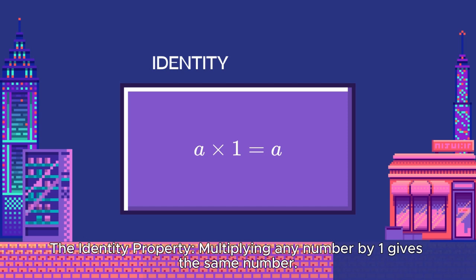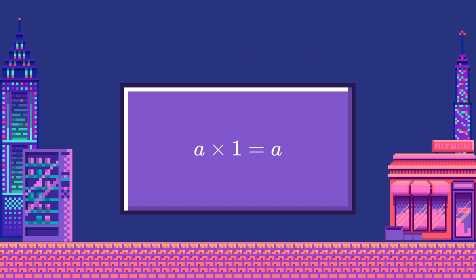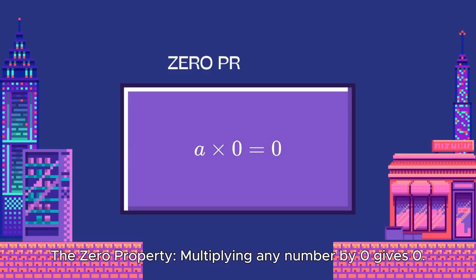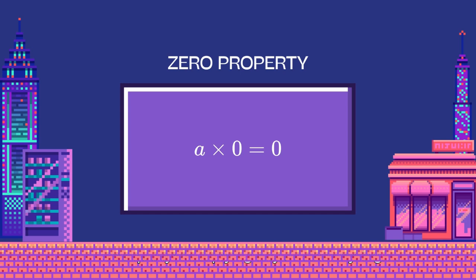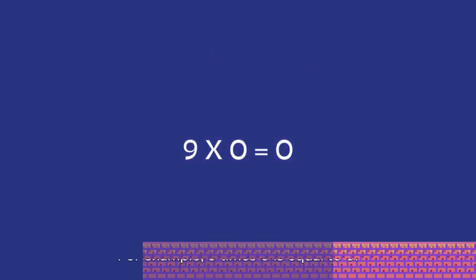The identity property. Multiplying any number by 1 gives the same number. For example, 7 times 1 is still 7. The zero property. Multiplying any number by 0 gives 0. For example, 9 times 0 is equal to 0.